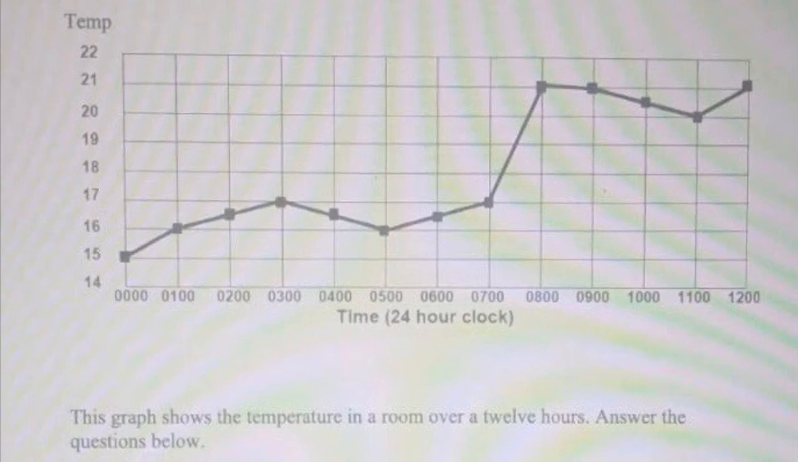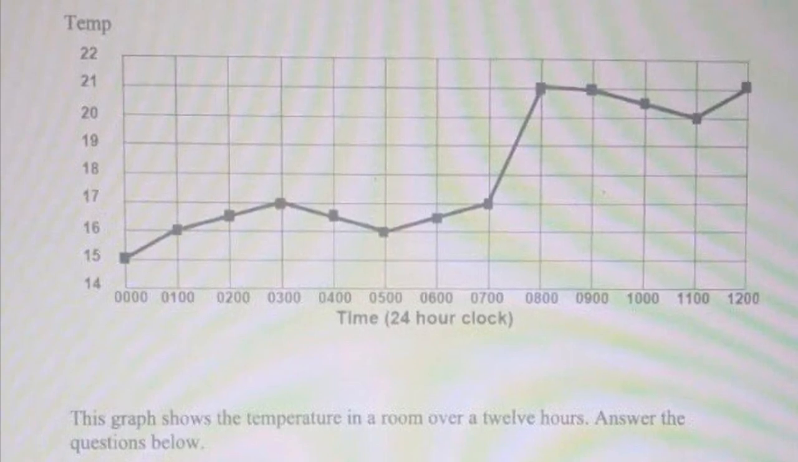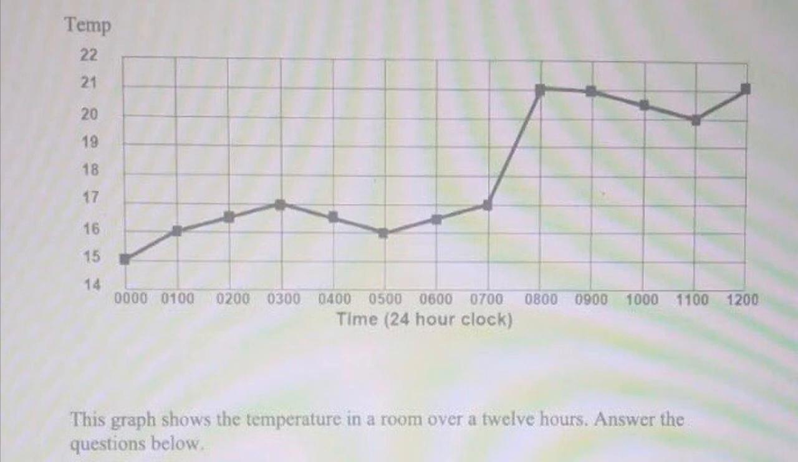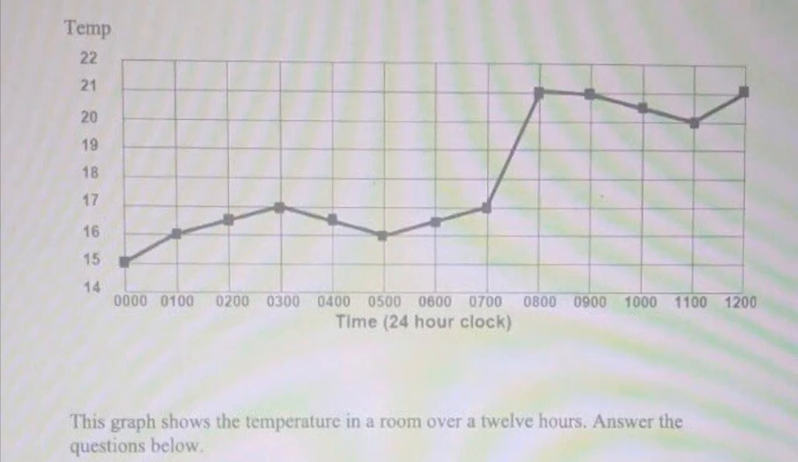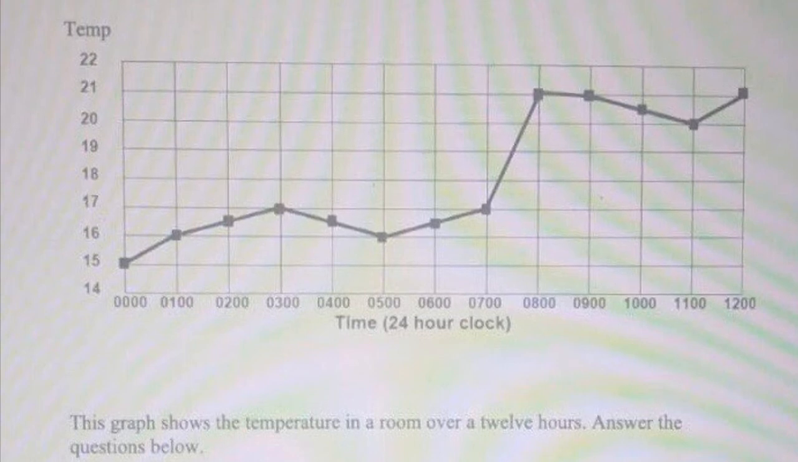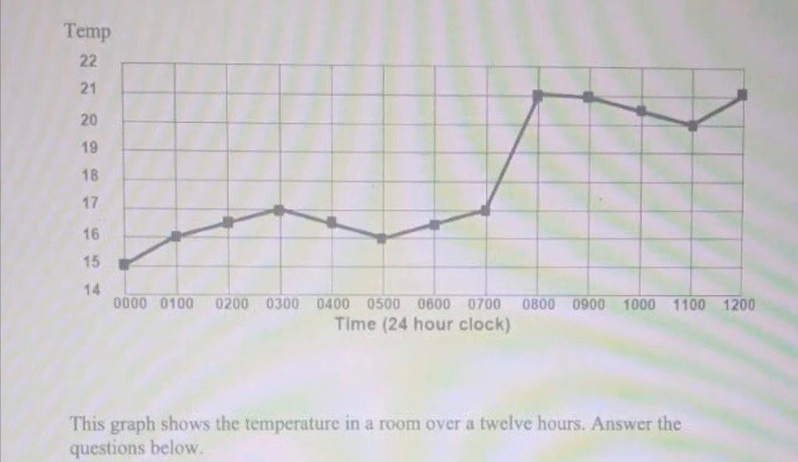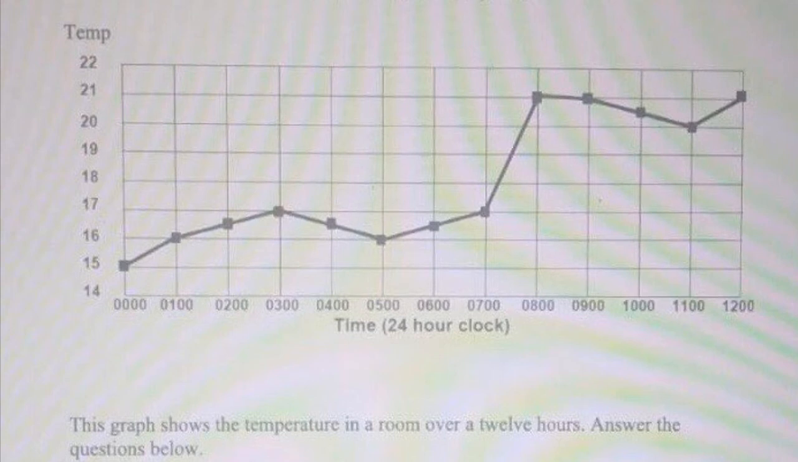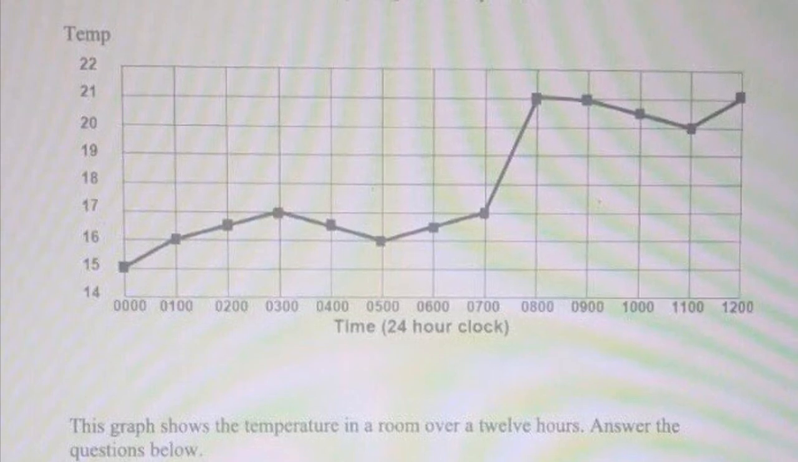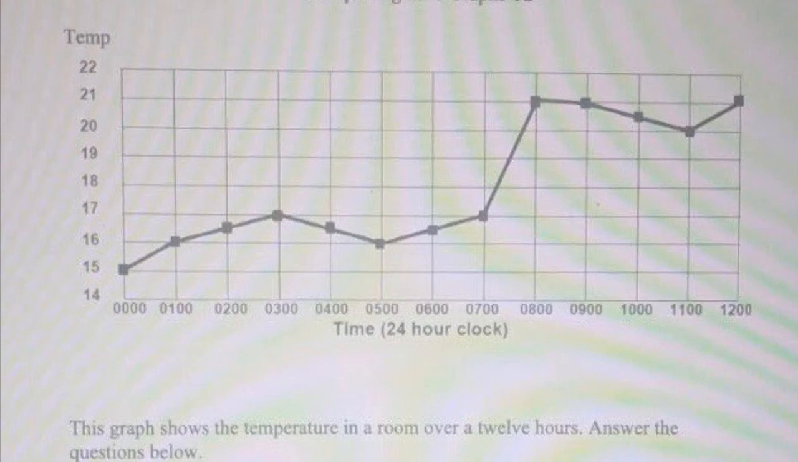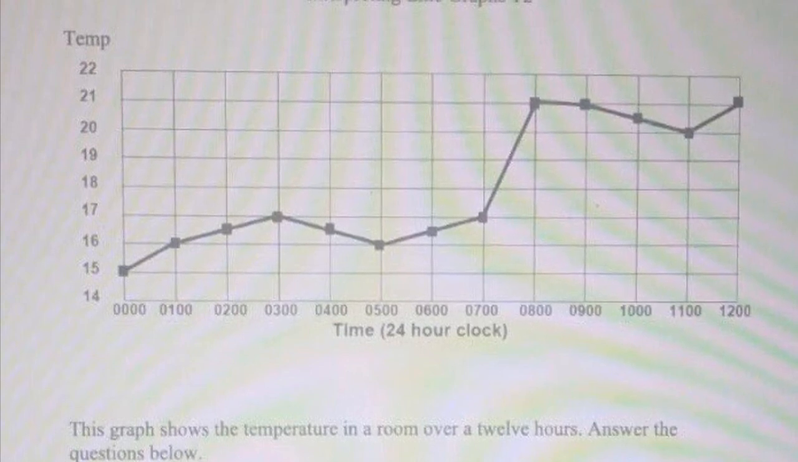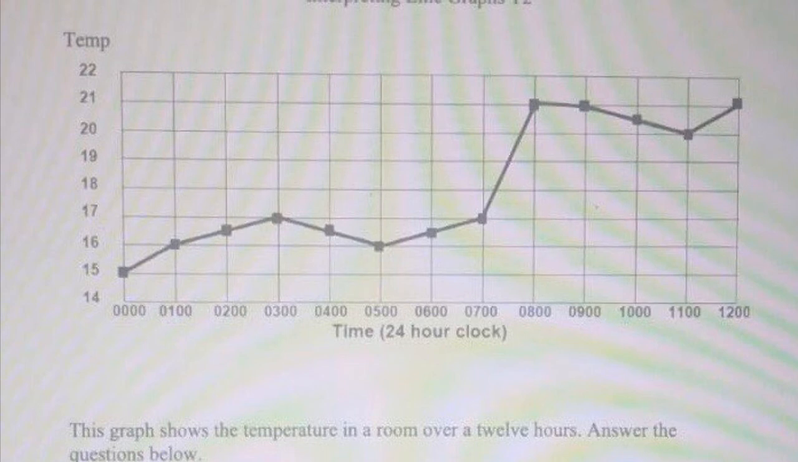So let's have 7 questions. Question number 1. What was the lowest temperature recorded on this chart? Question number 2. What was the temperature at 3 o'clock a.m.? 3. What was the temperature at 11 a.m.? 4. During which hour, or maybe between which 2 hours, was the greatest rise in temperature?